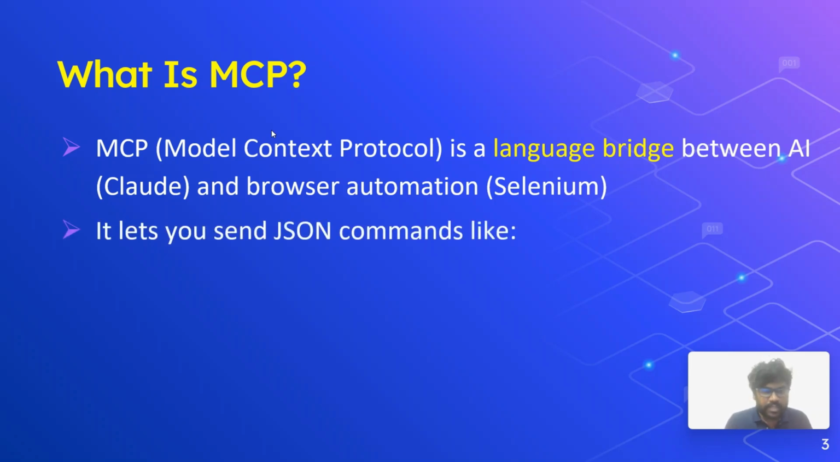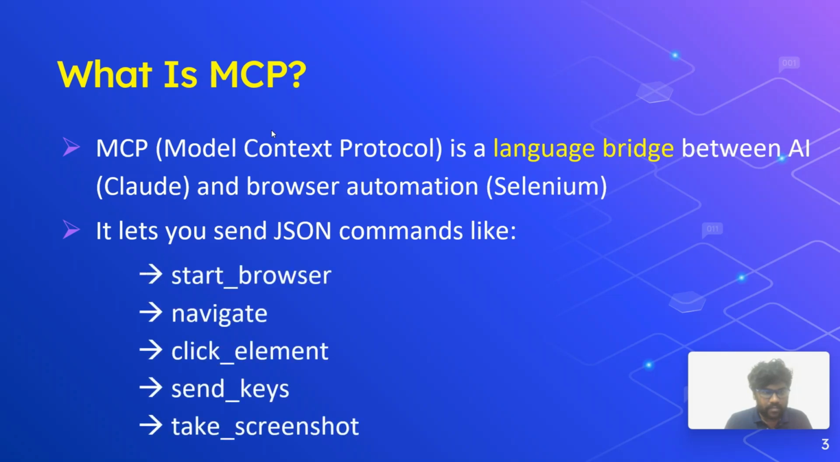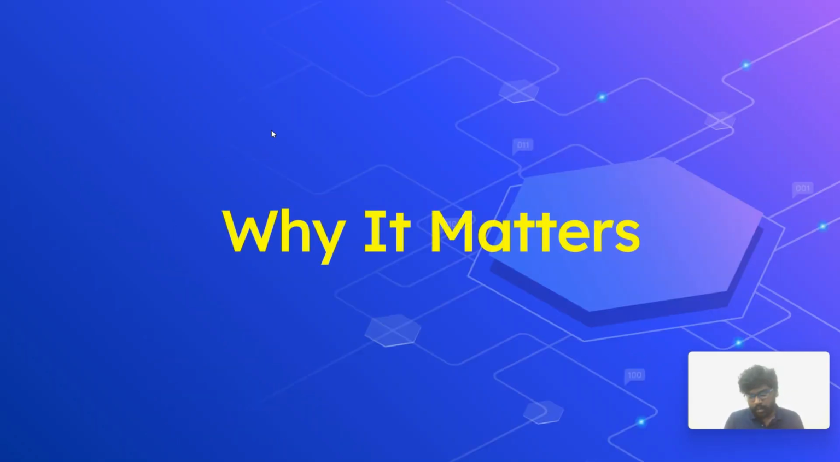In which form? JSON. It lets you send JSON commands like start browser, navigate, click element, send keys, take screenshot. These are the very important test steps in test automation. So it will use JSON commands like start browser, navigate. So why does it matter?